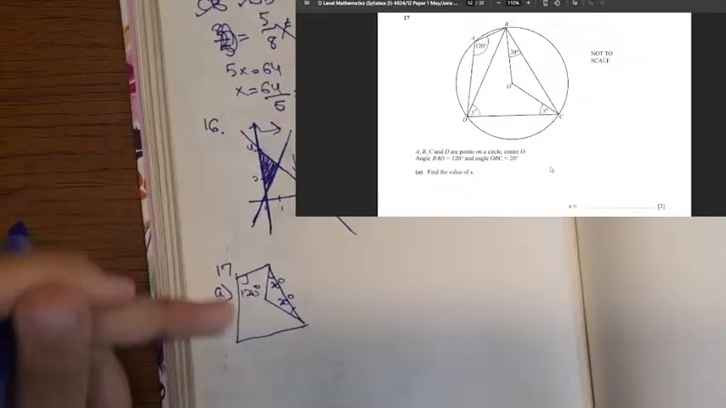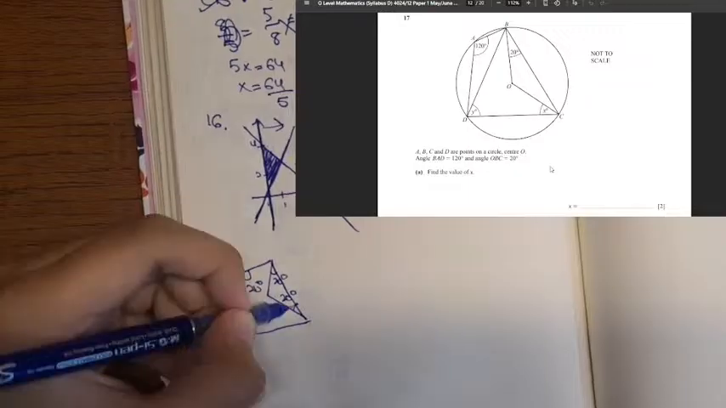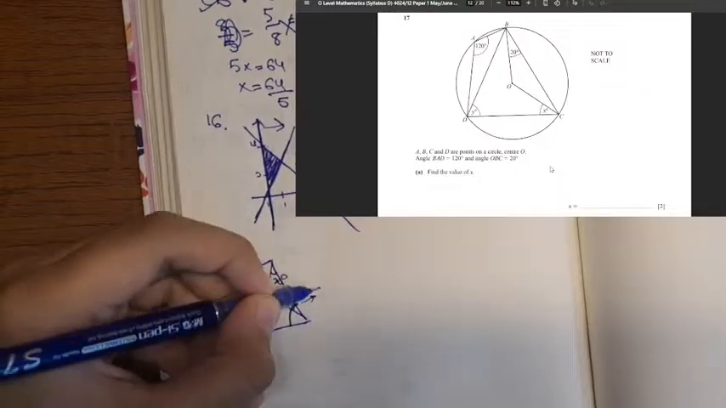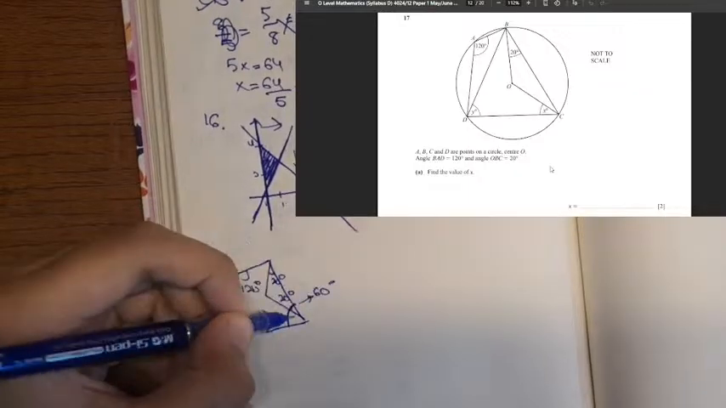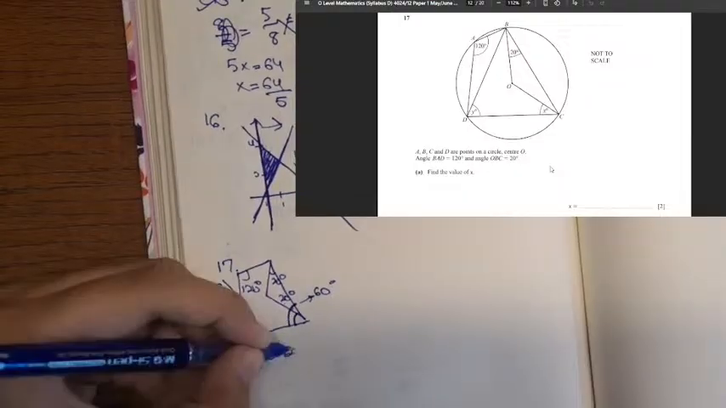So when we subtract 120 from 180, we get 60. The entirety of this angle would be 60. If this is 60 and we need to find this part of this angle and we already know that this is 20, then we can just subtract these. 60 minus 20 is equal to 40 degrees. So angle x equals 40.